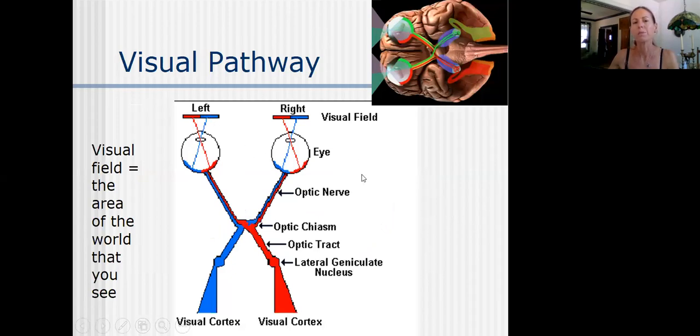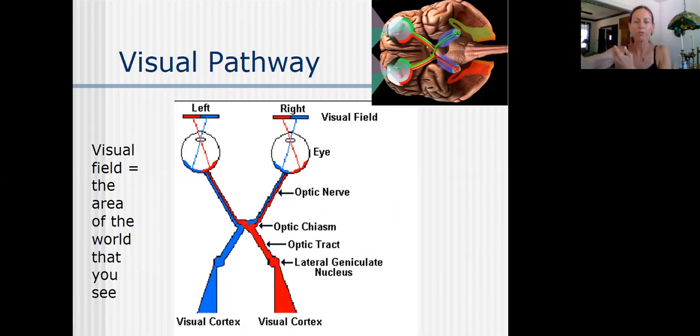Okay, I want to talk a little bit about visual pathways. So we have a visual field that is a left visual field and a right visual field. If I look straight ahead, then this is my right visual field, everything over to this side, and this is my left visual field, everything over this side from the middle to my peripheral vision. Now, what's going to happen is that my left visual field is going to go to the right side of my brain. My right visual field is going to go to the left side of my brain.